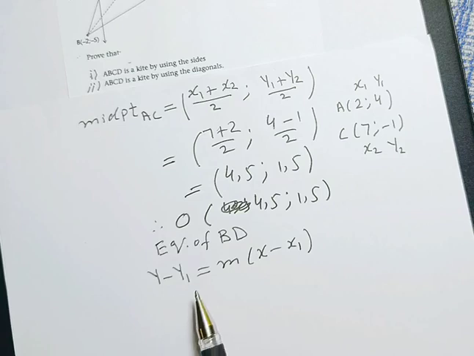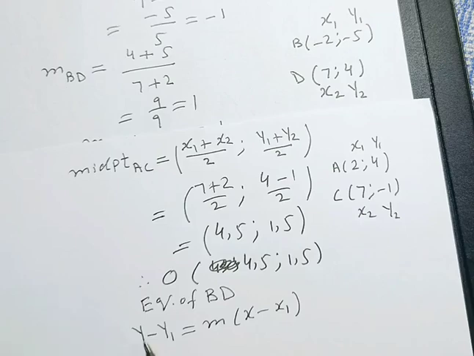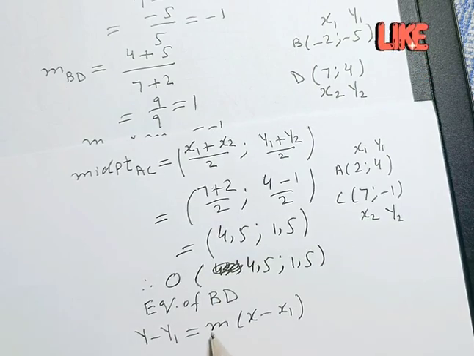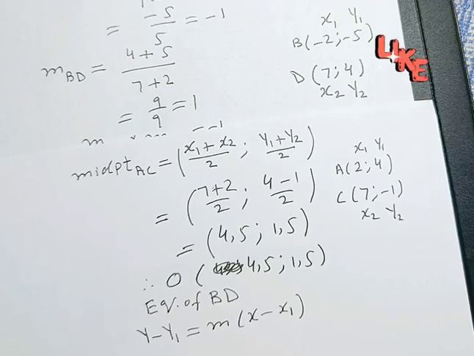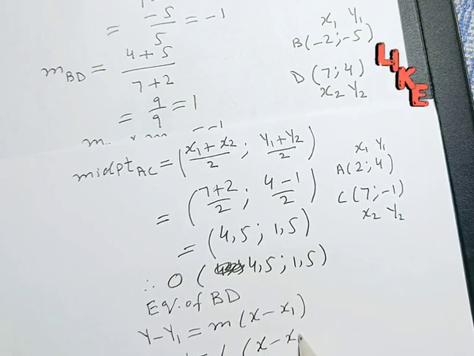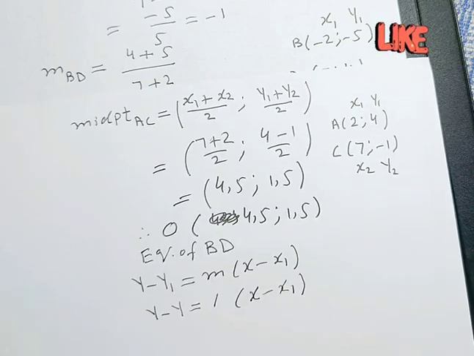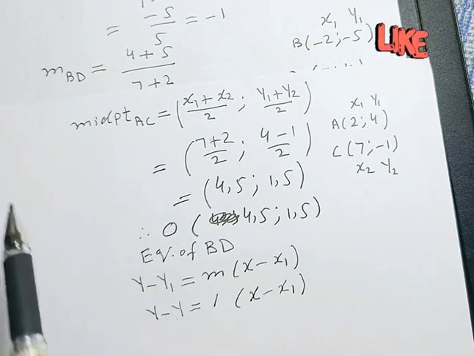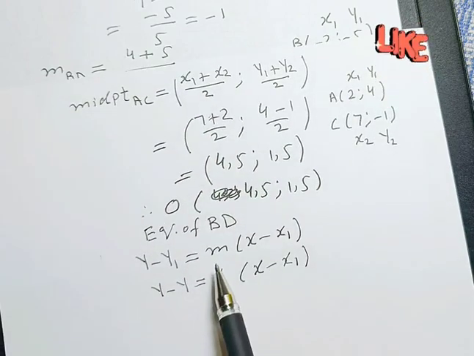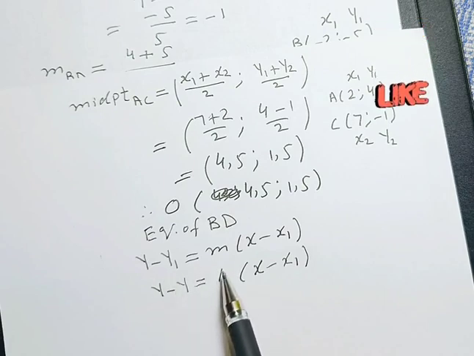We're going to use the formula y minus y1 is equal to m(x minus x1). This is a formula you're also going to find in your formula sheet. Earlier we already found the gradient of BD, which is equal to 1. So we have the gradient of this line, and now we plug it into this formula: y minus y1, the gradient 1, and x minus x1.